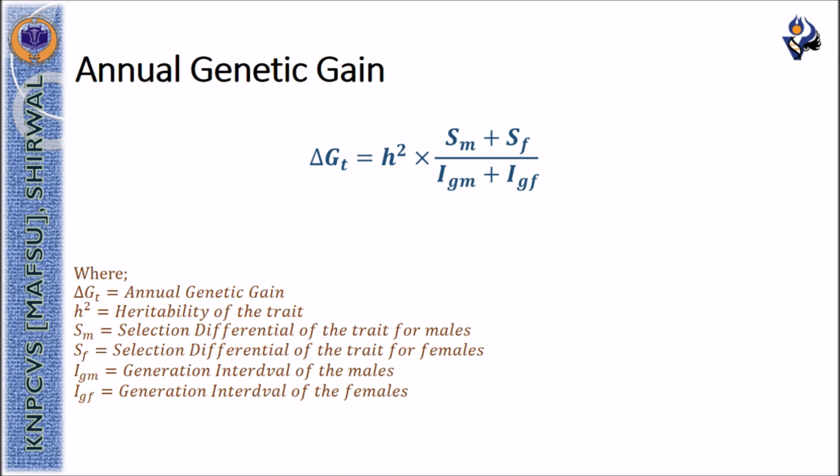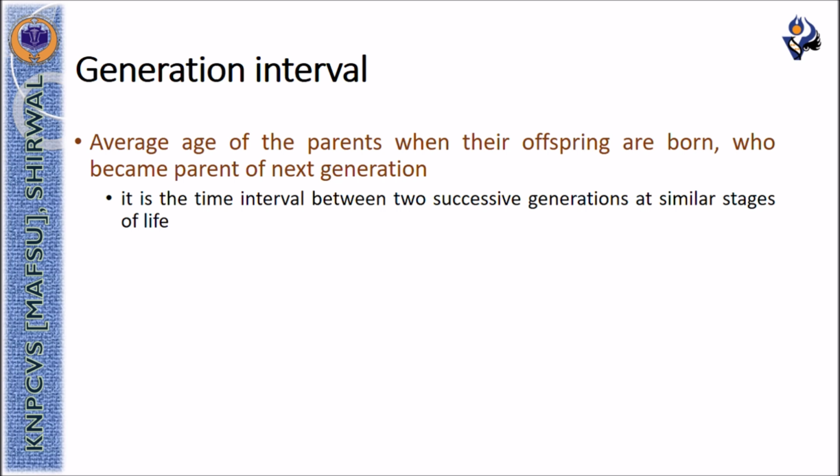In that case, the annual genetic gain is calculated with the formula heritability multiplied by selection differential of males plus selection differential of females divided by generation interval of males plus generation interval of females. Generation interval is the average age of the parents when their offsprings are born, or it can also be taken as the time interval between two successive generations at similar stages of life.